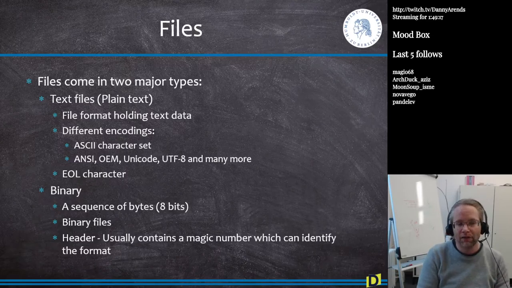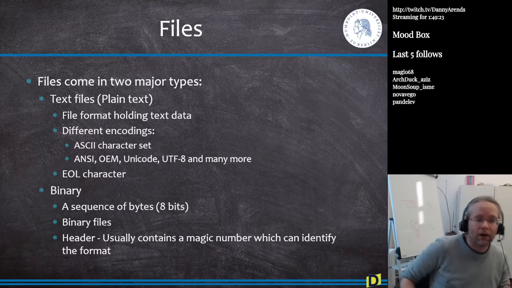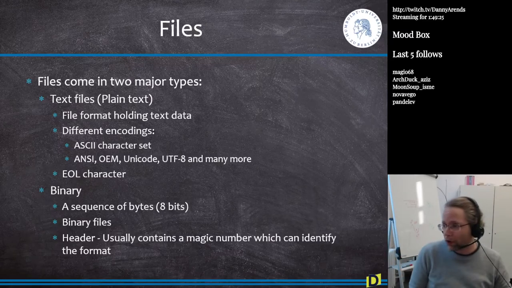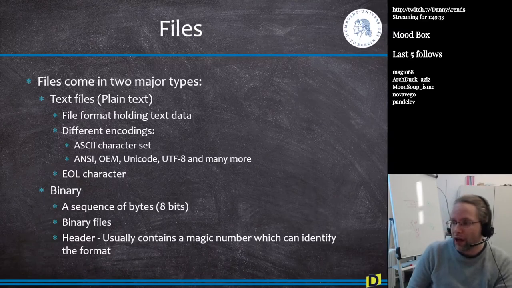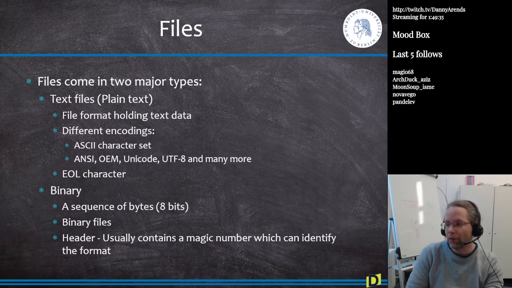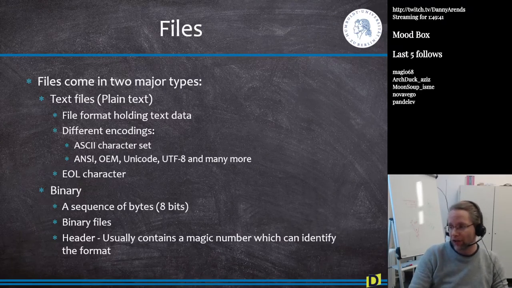And binary files are completely different. Binary files are things like executable files on your hard drive, where, for example, you have an exe when you're in Windows, or a DLL file, right? So binary files are just files which generally contain computer instructions. They are not human readable, and they contain a header, and this header contains kind of a magic number, which then identifies the file format. And so just be aware.